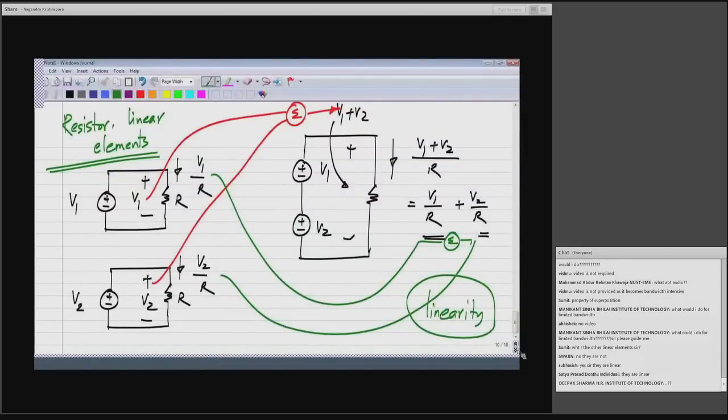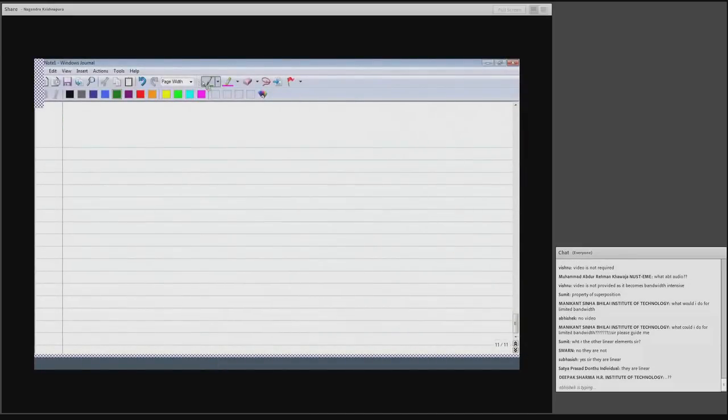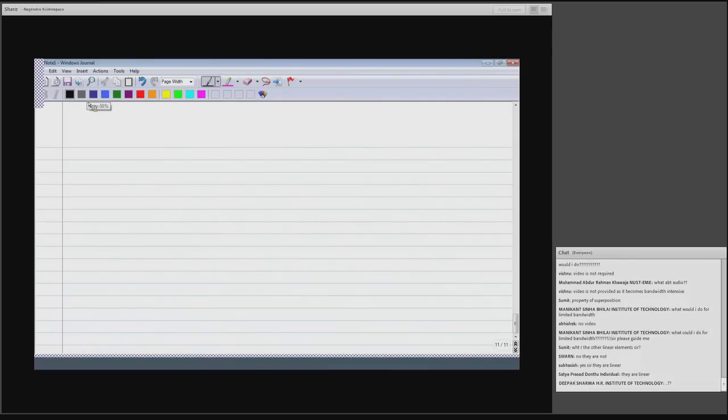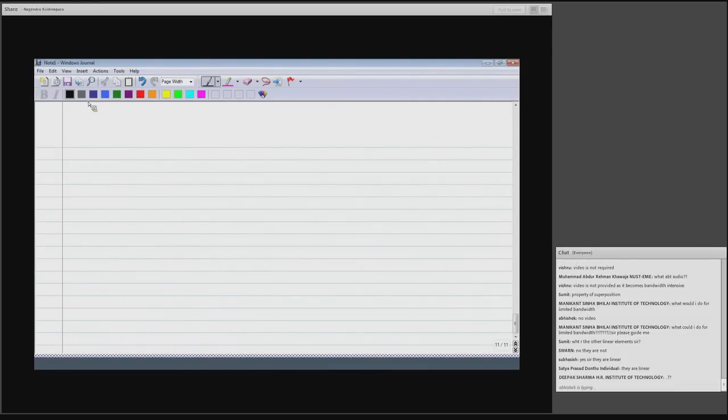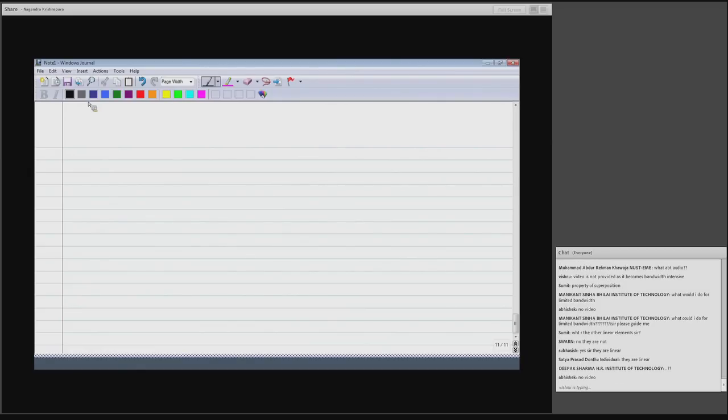Oh, I got some responses, and some said they are linear. One person I think said they are not linear. Again, the way to evaluate this is to see whether the effect is proportional to the cause, or if you have individual causes, will the effects be summed up when you sum the stimuli?